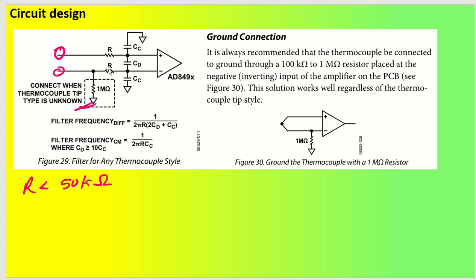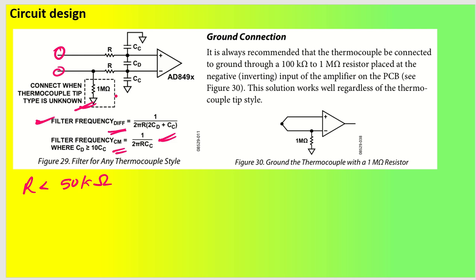Then this is the series resistor that you will be using for filtering purposes. We have a common mode filter capacitor and a differential mode filter capacitor. So this is the filter circuit design. You can calculate the filter frequency, for both differential and common mode, by using the 1 by 2 pi RC formula.